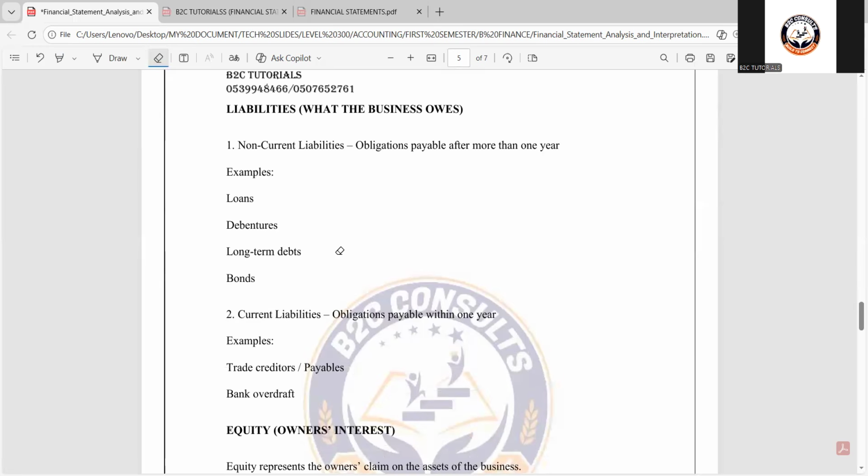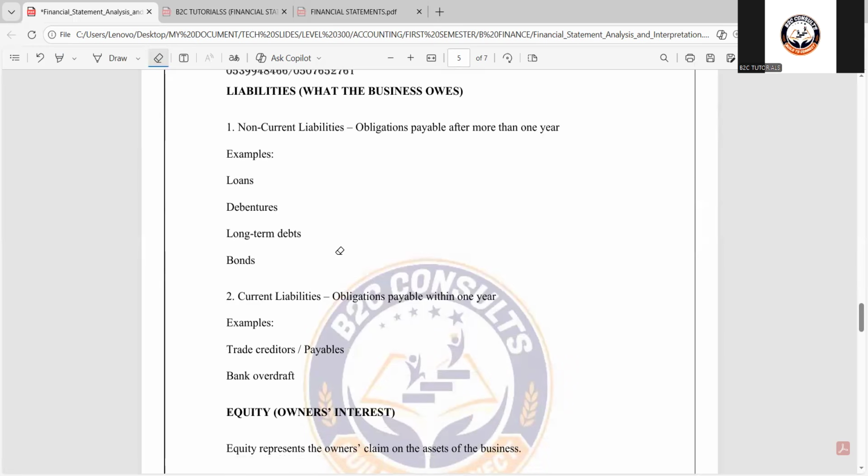Okay, then we come down to what we call current liabilities. That is obligations within 1 year. You're expected to pay or make commitment within a year. We have trade creditors and payables. Just like people buy from you on a credit basis, you can also buy from people on a credit basis.